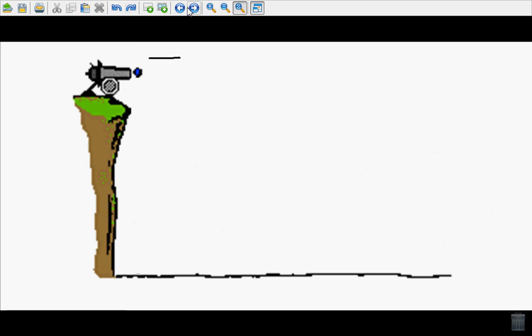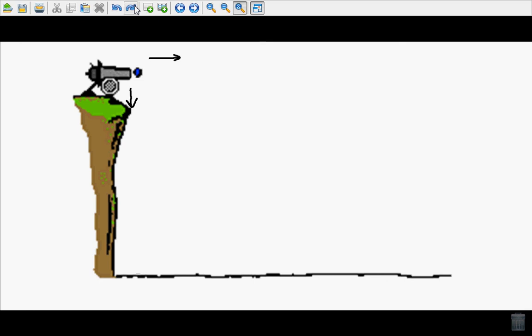So here is a cannonball that's being launched off of a cliff. Now, there are 2 things happening with this problem. Number one, the cannonball is moving horizontally. The second thing that's happening is the cannonball is moving vertically as well. So there's 2 things going on. The cannonball is moving out and the cannonball is going to move down.